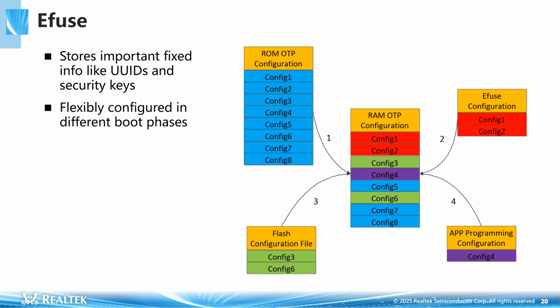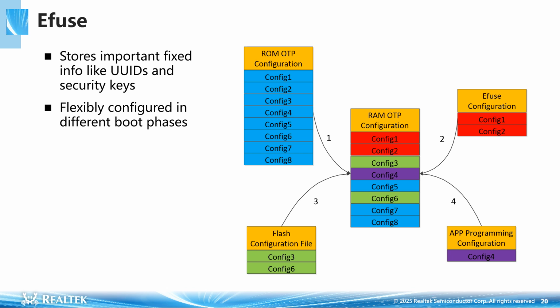There are two parts, the physical area and the logical area. In the eFuse, a single bit can only be updated from 1 to 0, and there is no erase operation. It is mainly used to store some important and fixed configuration information, such as UUID, security key, etc. An MPPG tool is provided for users to update some of the eFuse configurations.